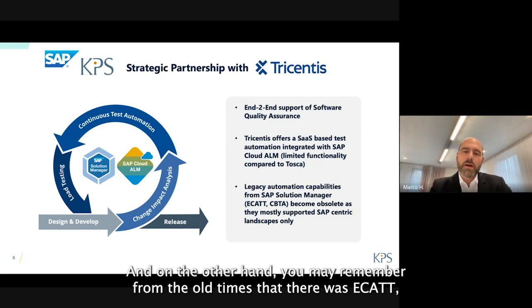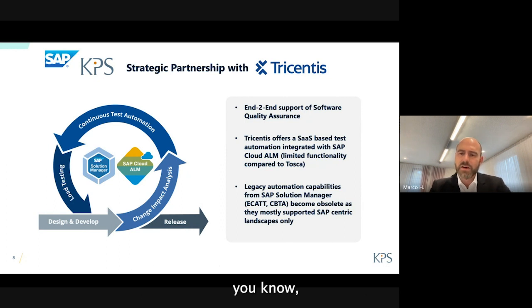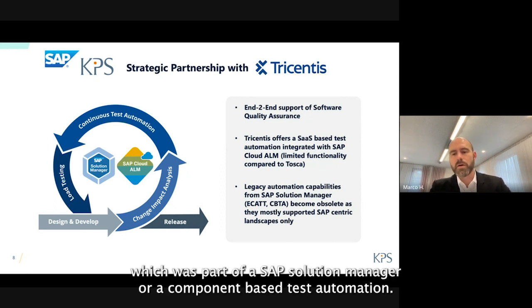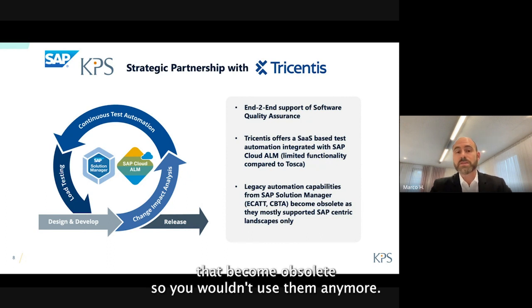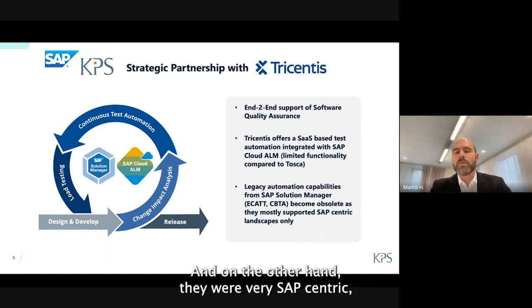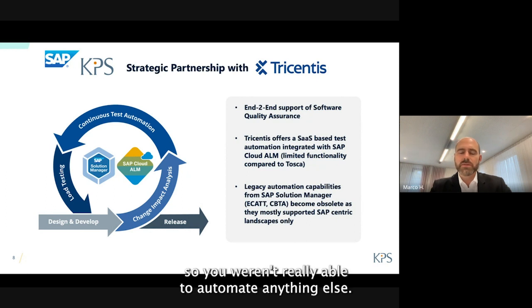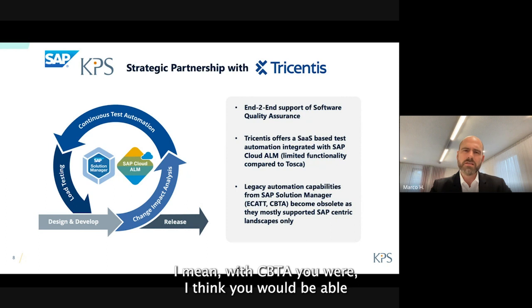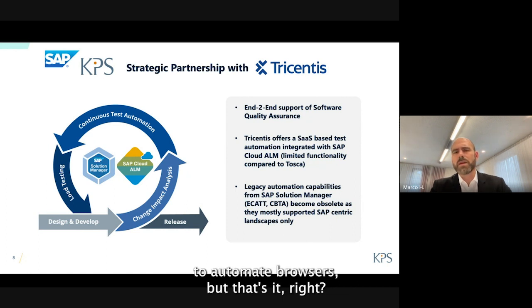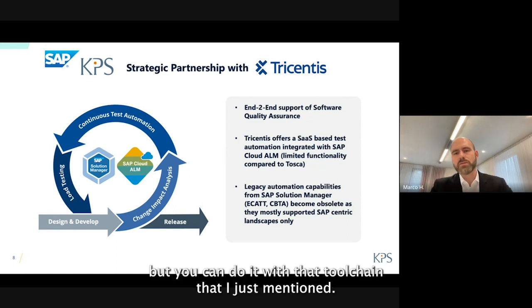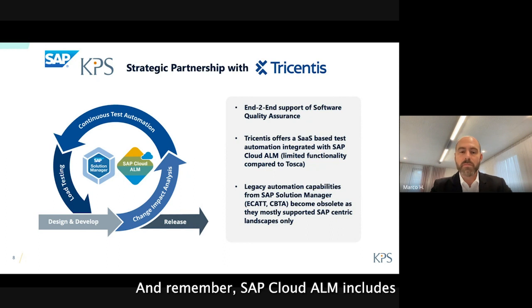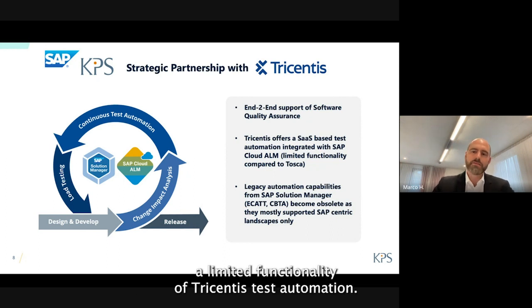And on the other hand, you may remember from the old times that there was ECAT, which was part of SAP Solution Manager, or a component-based test automation, so the CBTA tool, which was basically the successor of ECAT. So those are tools that become obsolete, so you wouldn't use them anymore. And on the other hand, they were very SAP-centric, so you weren't really able to automate anything else. I mean, with CBTA, I think you would even be able to automate browsers, but that's it, right? So you cannot do end-to-end testing, but you can do it with that tool chain that I just mentioned. And remember, SAP Cloud ALM includes a limited functionality of Tricentis test automation.